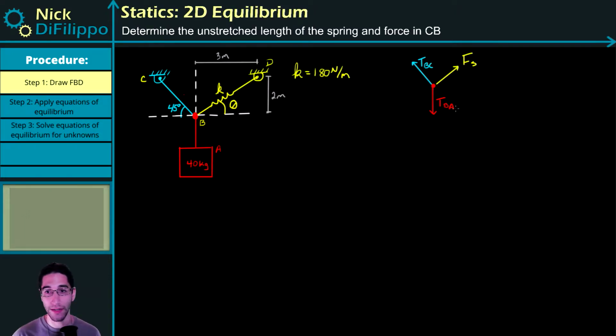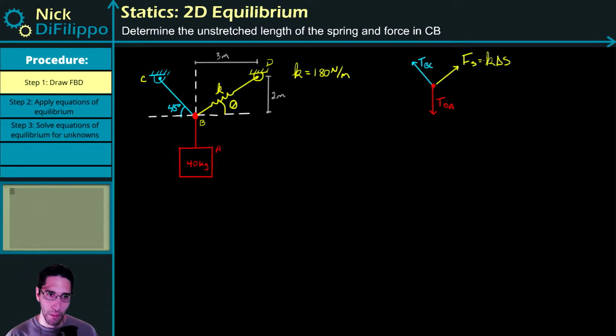Now this isn't good right now, right? We don't know what TBC is. We don't know what TBA is. We don't know what FS is. Well, we do have another equation for FS. Maybe that will help us. We know that this is equal to K times delta S, the spring coefficient times how far it was stretched. But we weren't given delta S, so we would still have 3 unknowns with 2 equations. So what do we do?